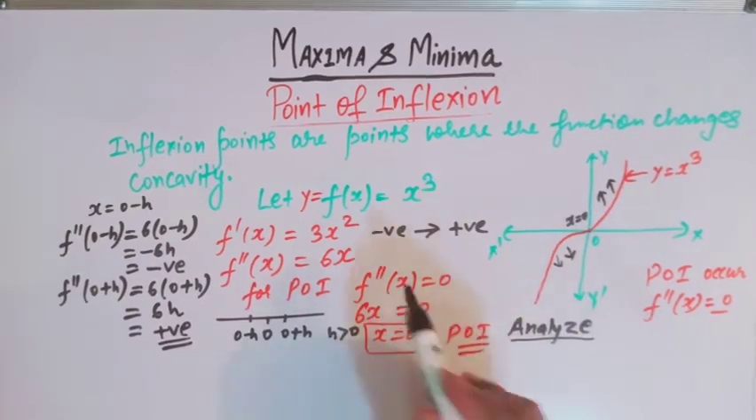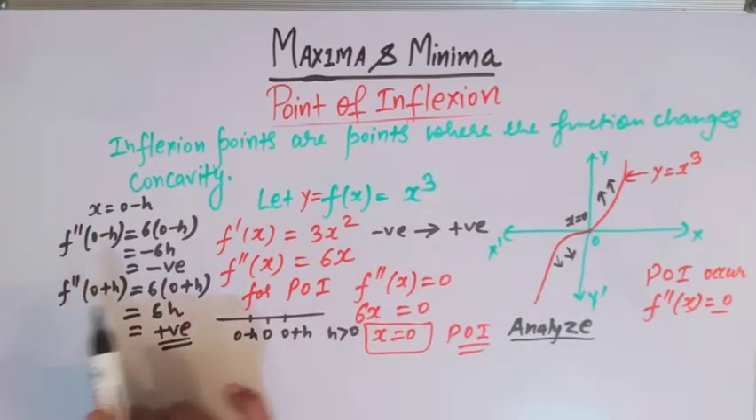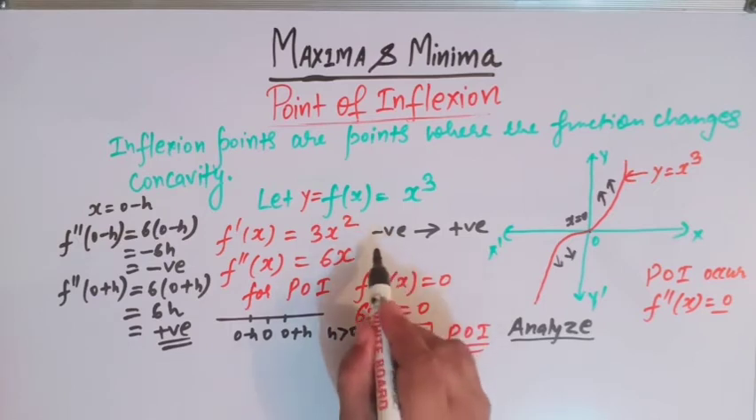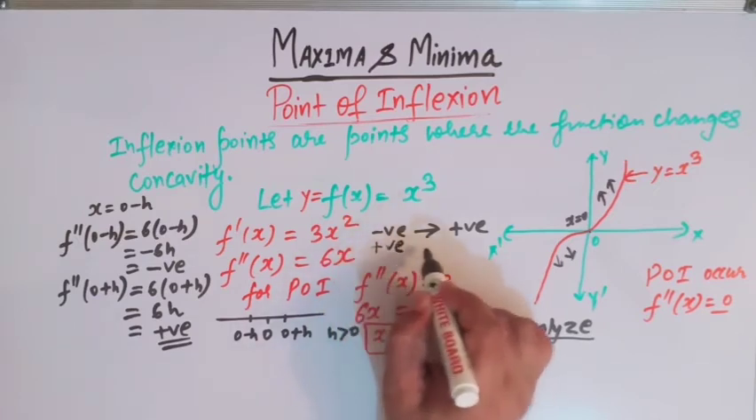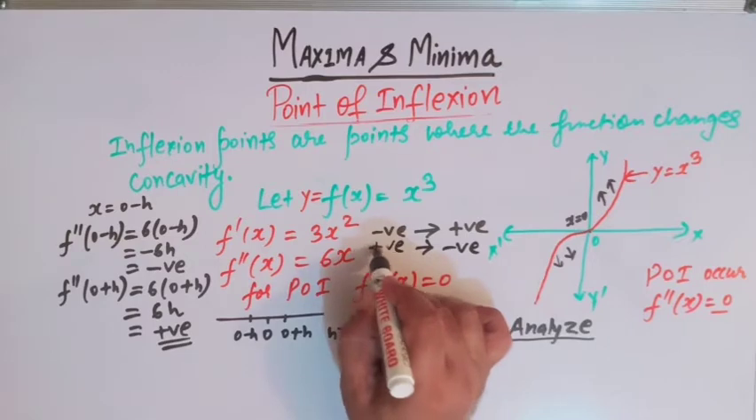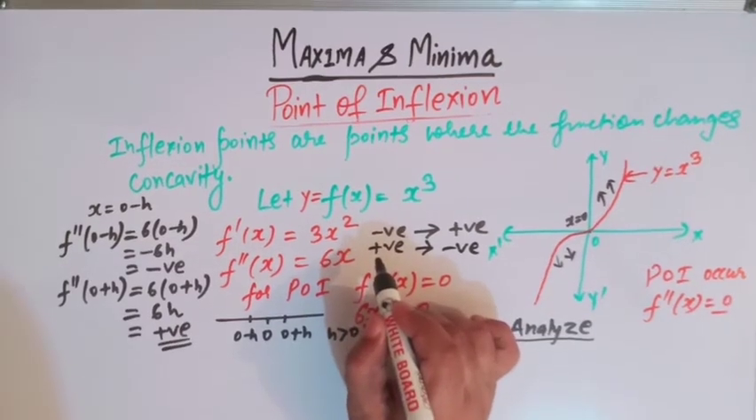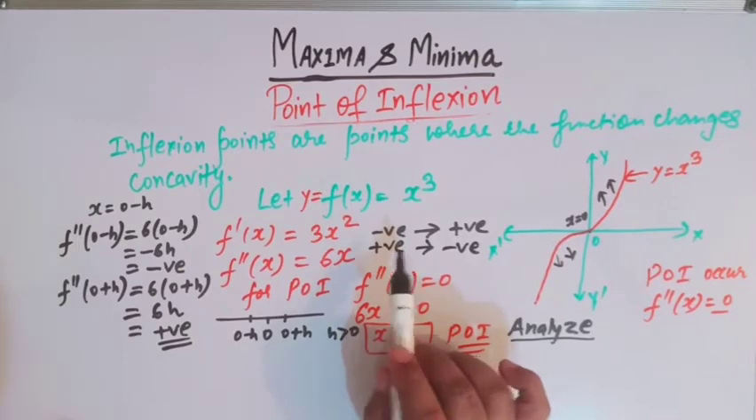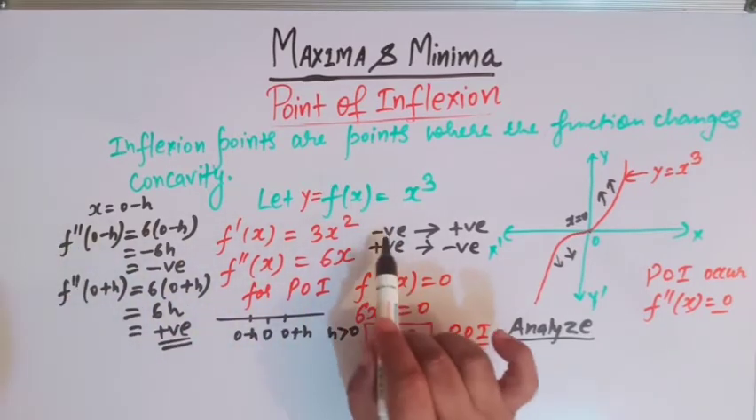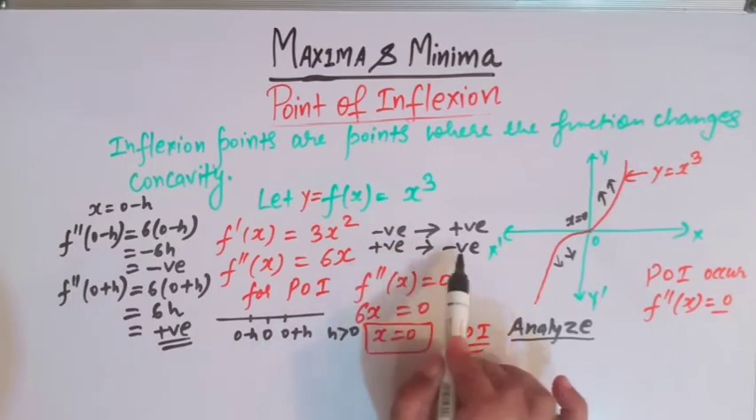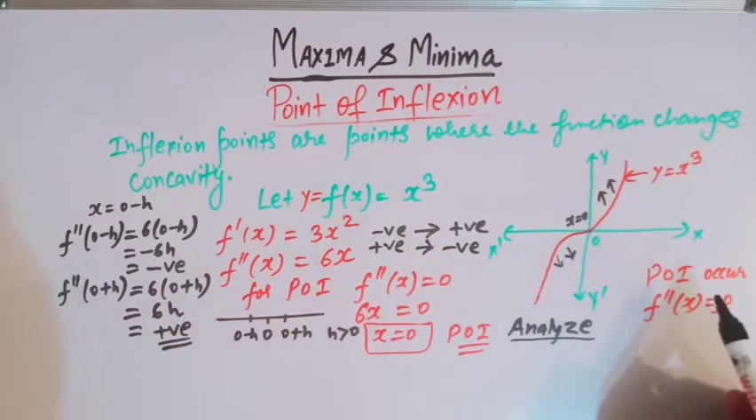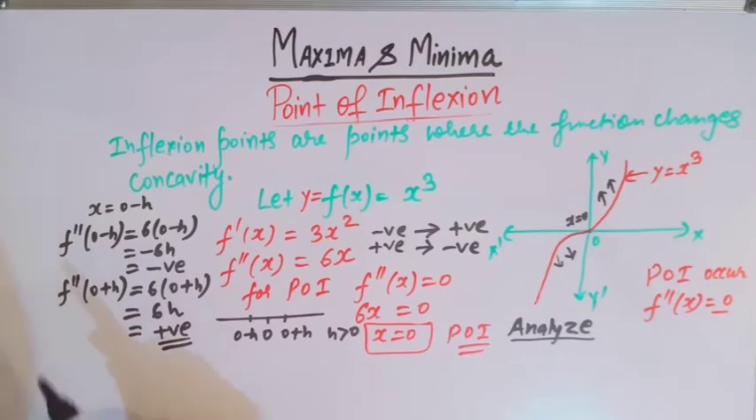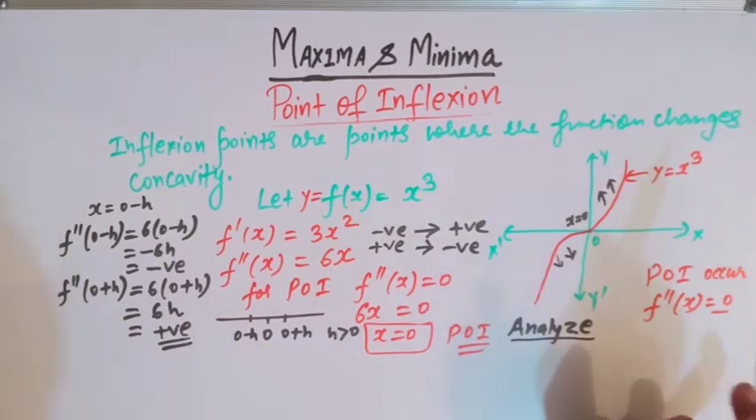Similarly, if the sign of the second derivative changes from positive to negative, then also we have a point of inflection, right? Thus we can say that whenever the sign of the second derivative changes from negative to positive or from positive to negative, then we have a point of inflection. But when the sign of the second derivative doesn't change, then we cannot say that this is a point of inflection, right?